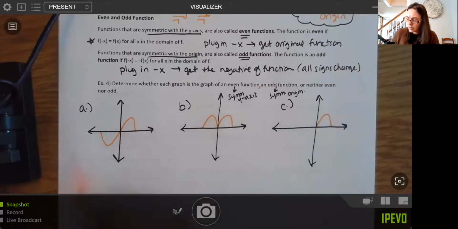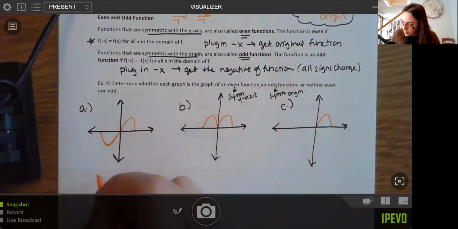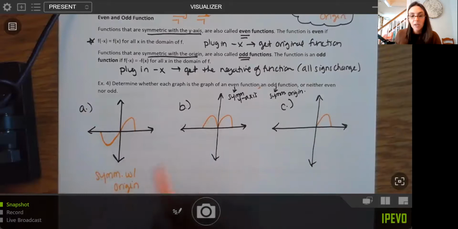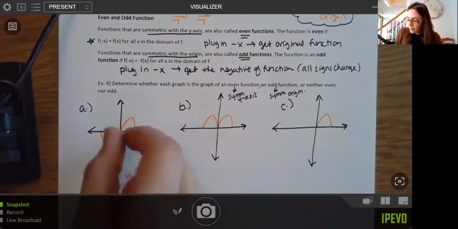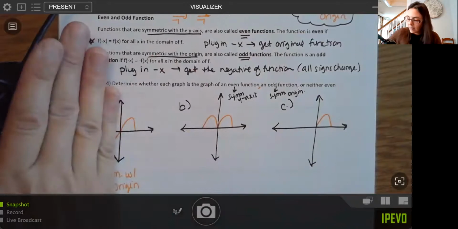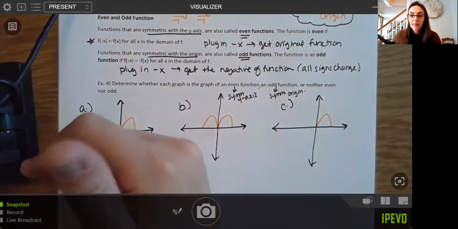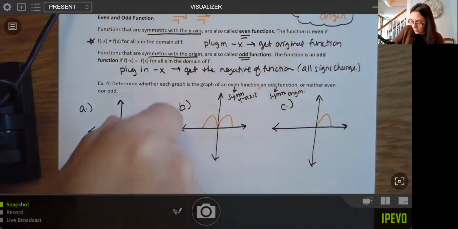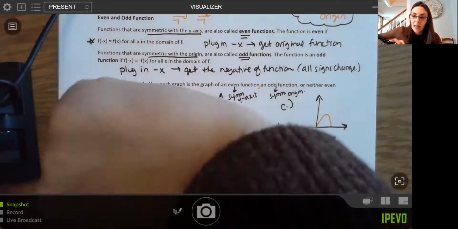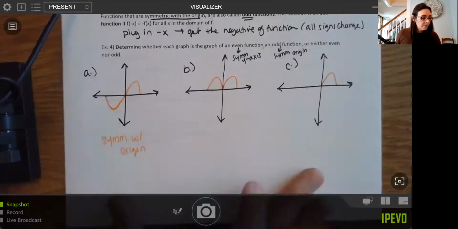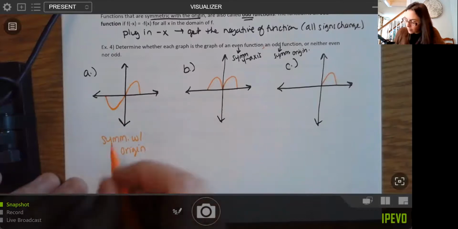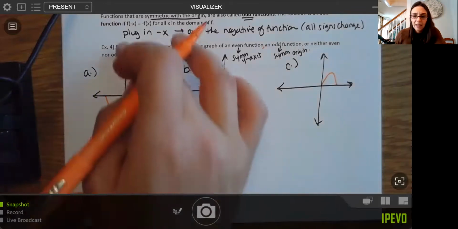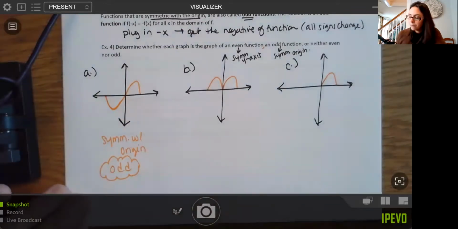So if you look at your first one here, this actually is symmetric with the origin. Okay, because you get that double flipping, right? If I were to flip this first over the y-axis and then down on the x-axis, they would meet up. I have this kind of 180-degree rotation here. So if I were to take this and turn it around, it would match up with the other side. So you have symmetry with the origin. So something like this is an odd function. It's also a function because it does pass the function notation. So I will note that as well.